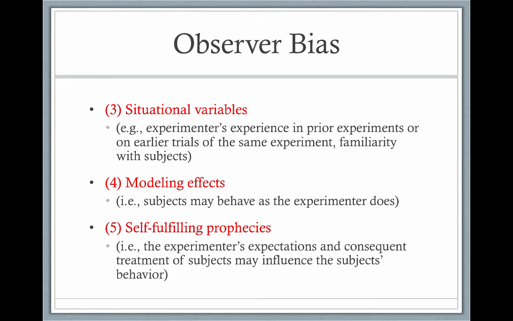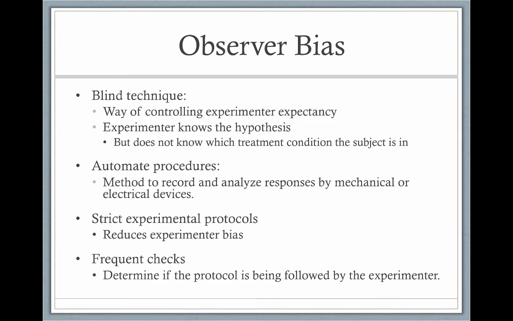experimenter experience in prior experiments or on earlier trials of the same experiment, familiarity with the subjects, modeling effects, the subjects may behave as the experimenter does, or self-fulfilling prophecies, the experimenter's expectations and consequent treatment of the subjects may influence the subject's behavior. To get around observer bias, we can use blind techniques, a way of controlling experimenter expectancy.